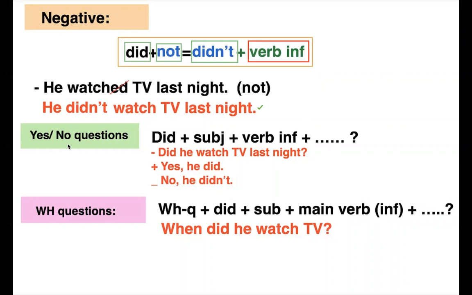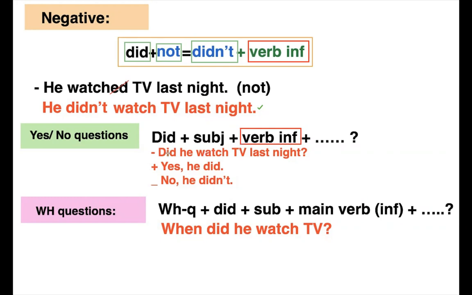Okay, now how to make yes or no questions. ازاي اعمل yes or no questions? You will start with did. هنبدأ بـ did. After did, you'll put the subject. After the subject, you will put the verb infinitive. Yes, put that in mind again. After did and the subject, we put the verb infinitive.